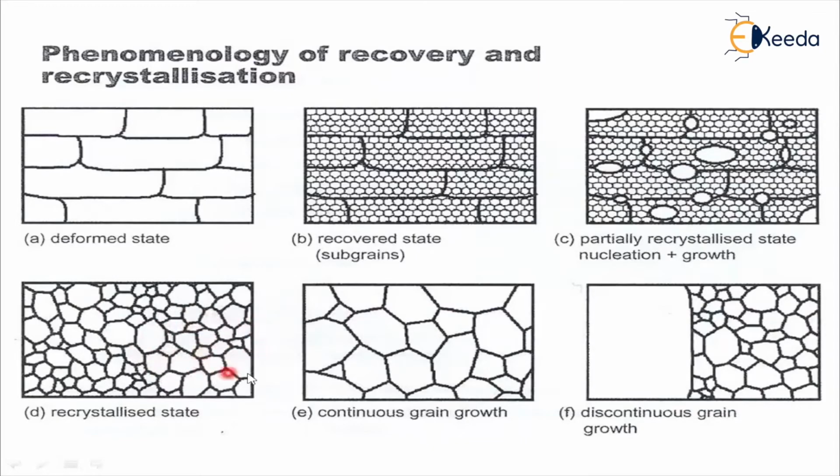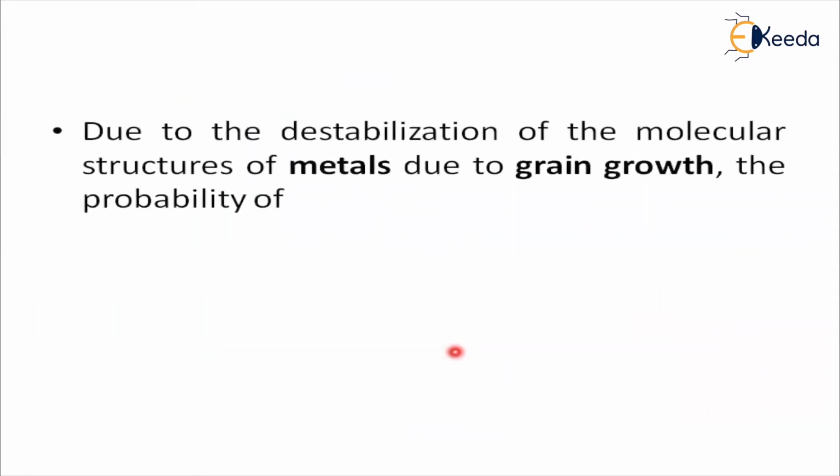After this, if you increase the temperature, this is the final stage of the annealing process, that is continuous grain growth. Grains are increased like this. If you increase the temperature further, sometimes discontinuous grain growth may happen in the material, which is again another defect. So that's why you have to stop at this microstructure. You can observe the various salient features here.